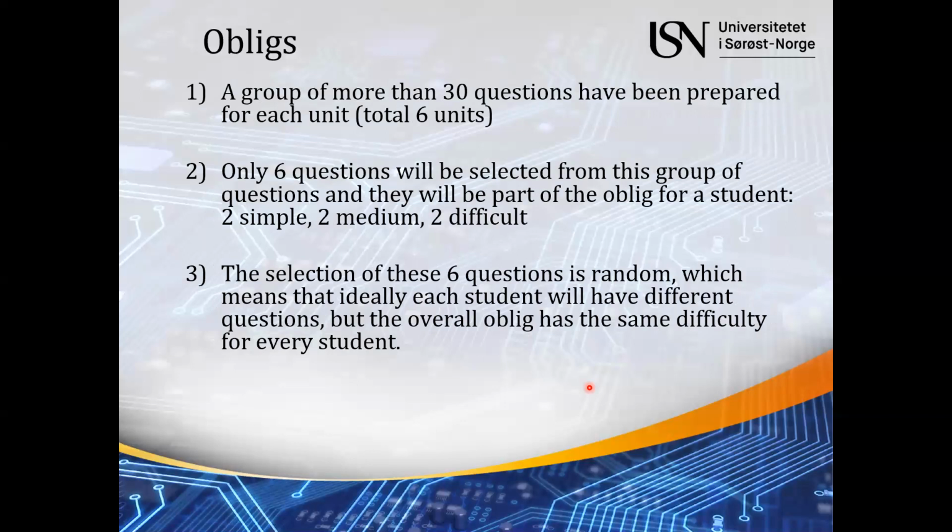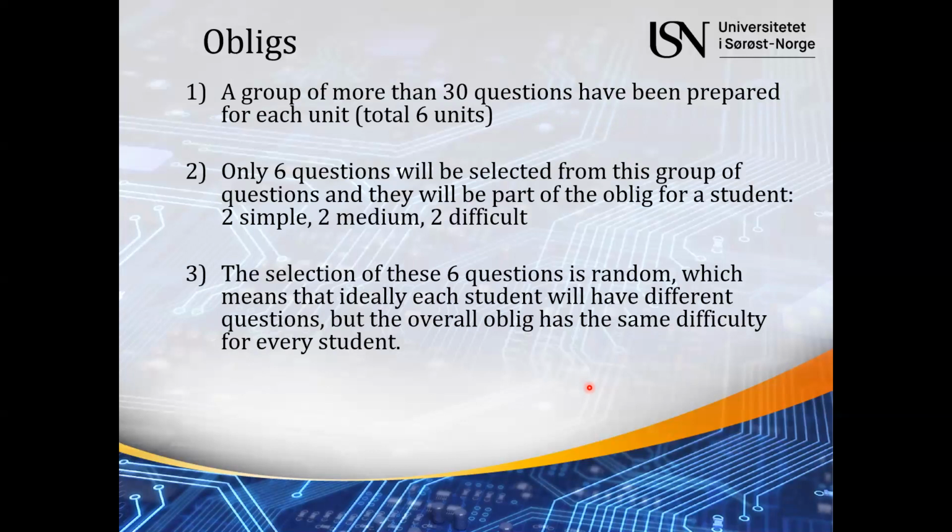I prepare a group of more than 30 questions for each oblique, and Canvas has a built-in system which can select n number of questions randomly, where n can be 1, 2, 3, 4, 5, 6, 7, whatever.